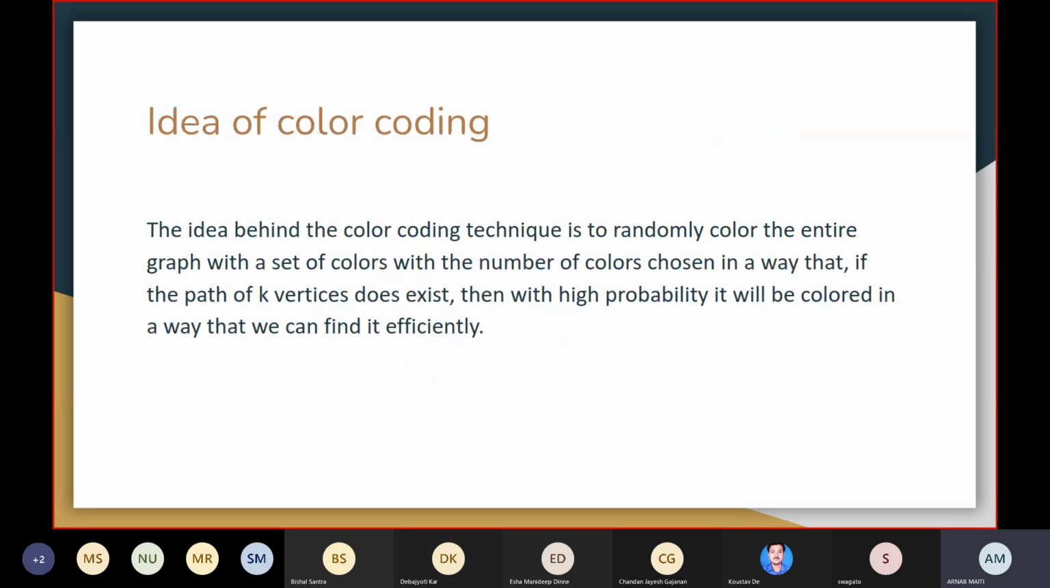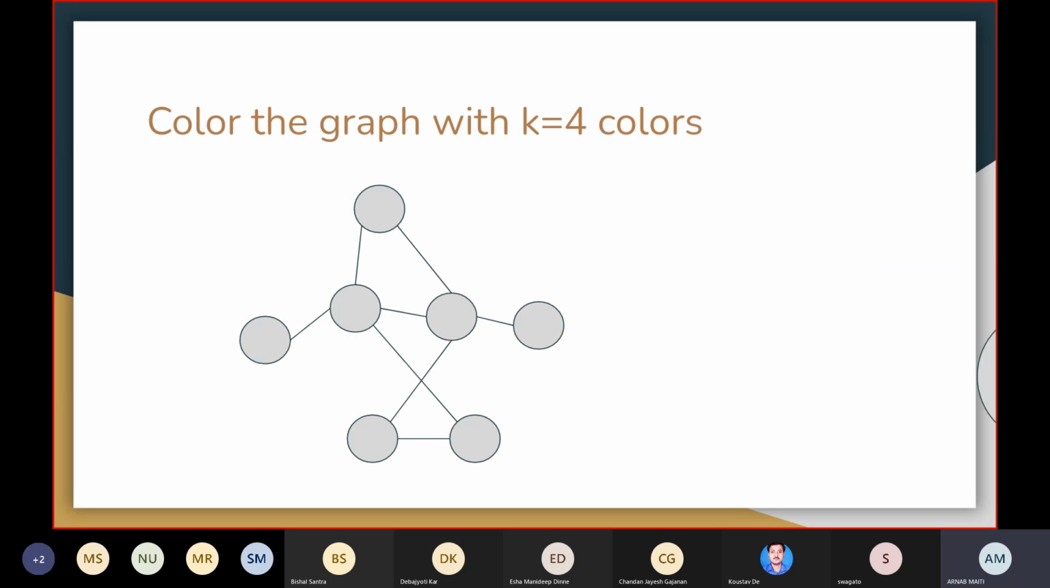So what is color coding? How does it help us? What we want to do is color the vertices of the graph randomly using some set of colors, so that if the solution, if it exists, is colored in a particular way, then we can quickly find it. That's the entire idea of color coding. Let me explain it using this figure. Suppose it was colored randomly using 4 colors.